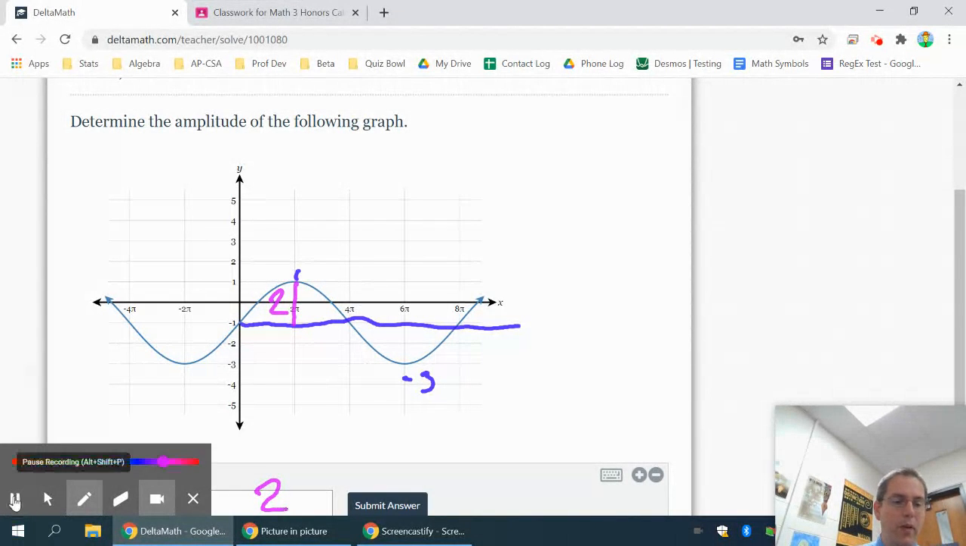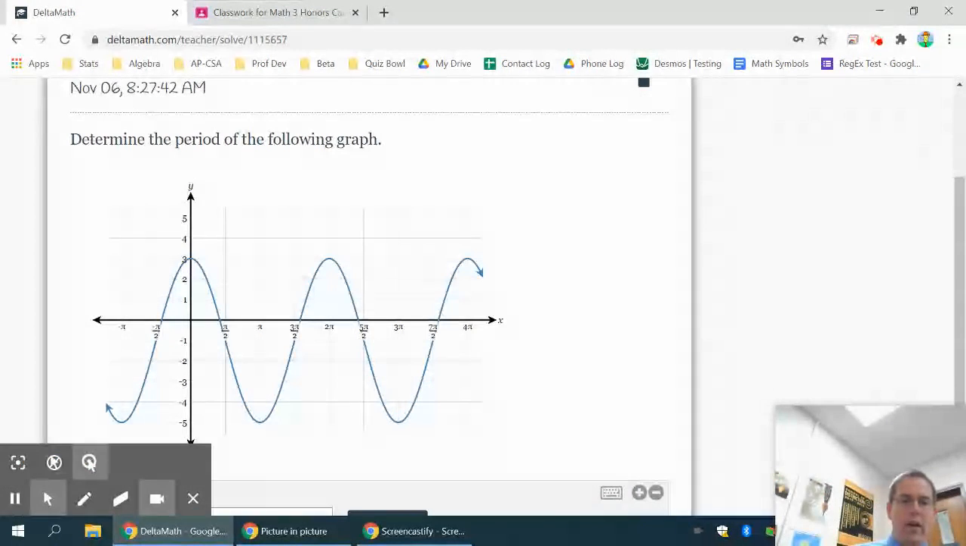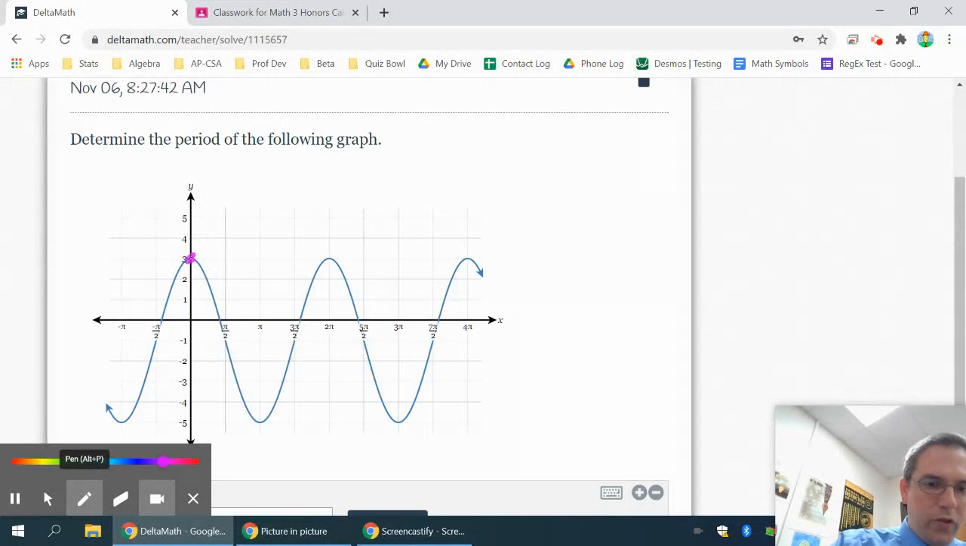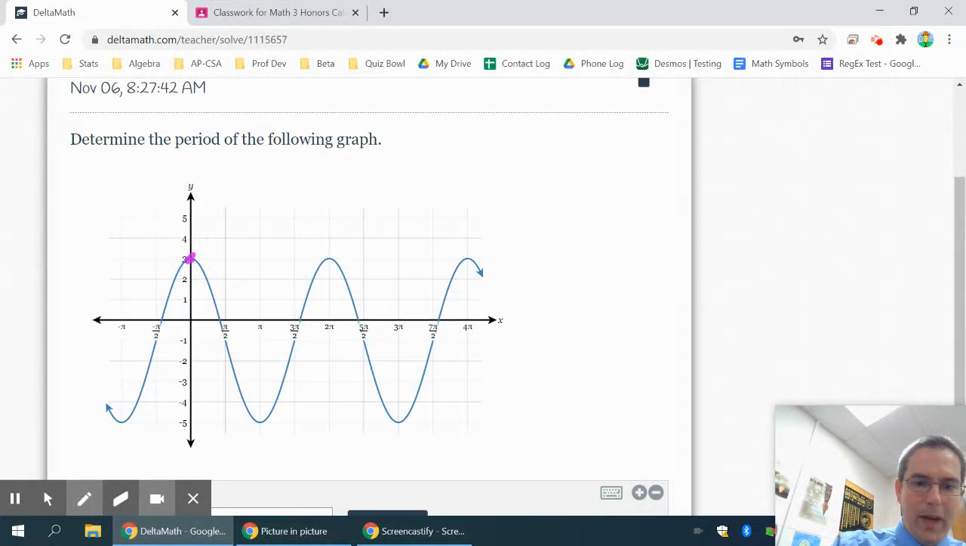We'll do a couple period problems together. If all it wants is the period, you don't really have to worry about your amplitude or your midline. Just pick the first non-negative maximum and the next non-negative maximum, and I like to kind of trace it out in my mind. So that's the period. That's one cycle of a graph.